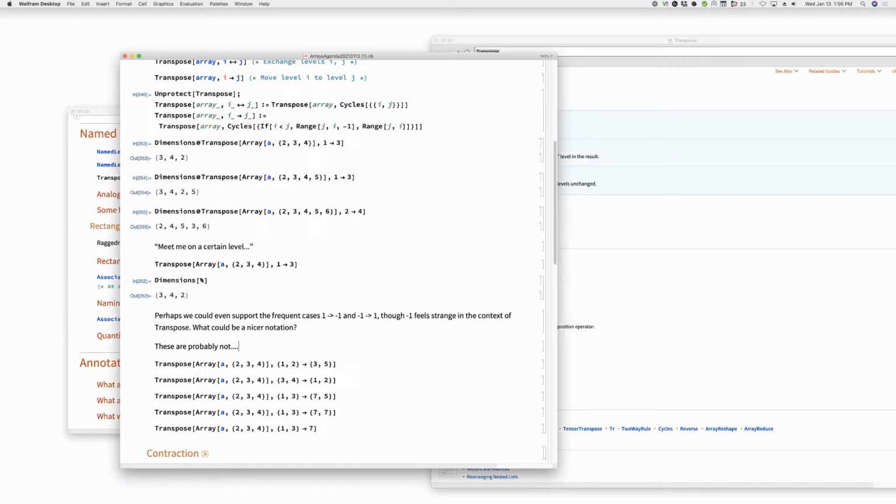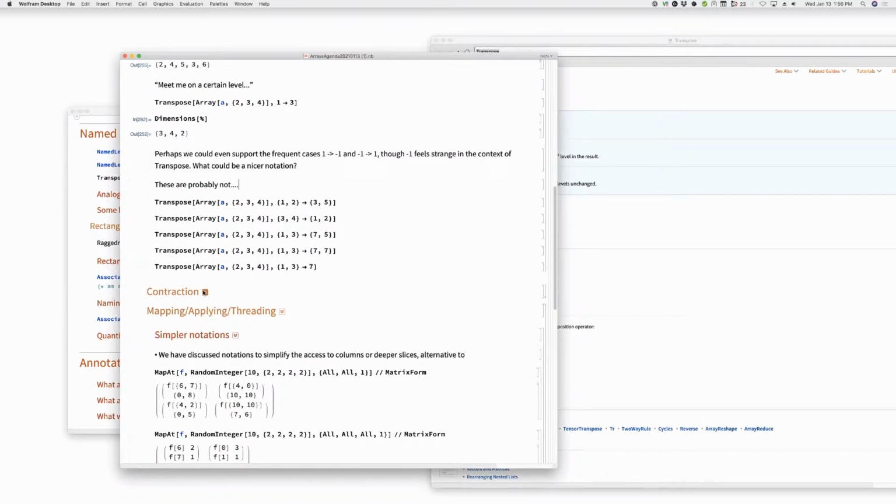Nick is asking about what if you move a level to level 0? Could it do something with the head? No, that's not an idea. Totally weird. It will become a multi-headed creature because you might move a level that has many elements in it to the head. That's really wild. Okay, so this seems like a good thing.